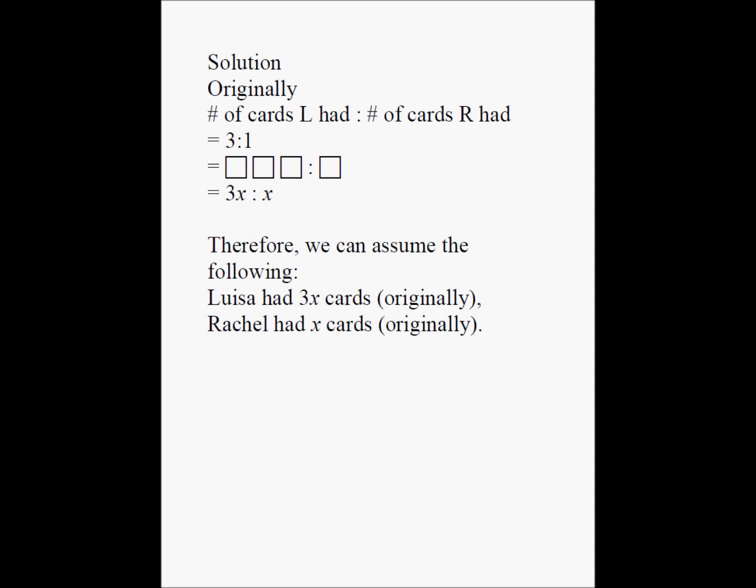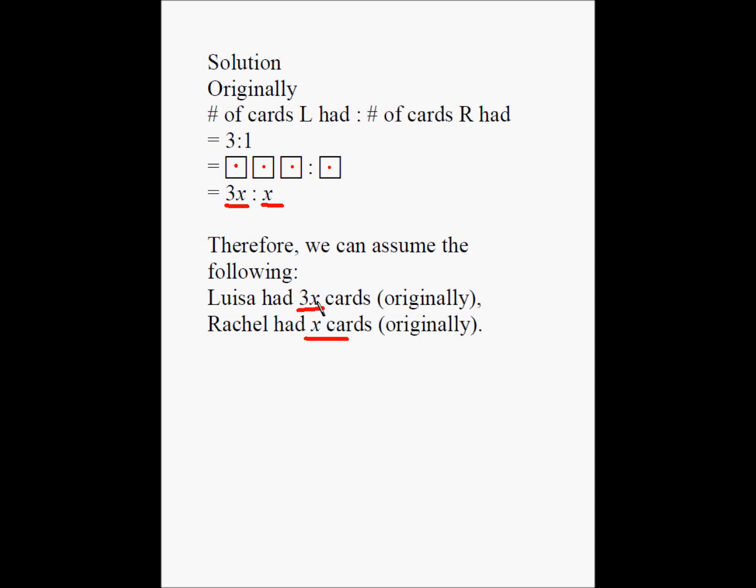Okay. According to the question, the original ratio of the number of cards Luisa had to the number of cards Rachel had was 3 to 1. And remember, 3 to 1 means if Luisa has 3 parts of the cards, Rachel will have only 1 part. We don't know what each box is worth. So we're going to assume each box is worth x, and we're going to say the ratio is 3x to x. If the ratio is 3 to 1, we can always say the ratio is also equivalent to 3x to x. And we're going to assume Luisa had 3x cards if Rachel had x cards.